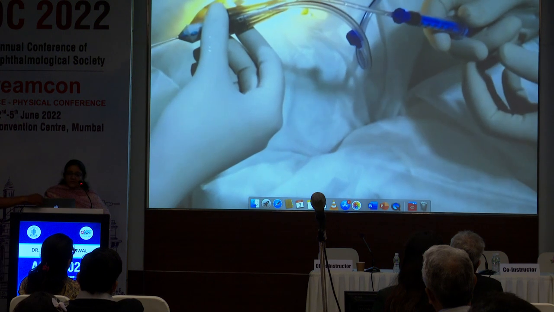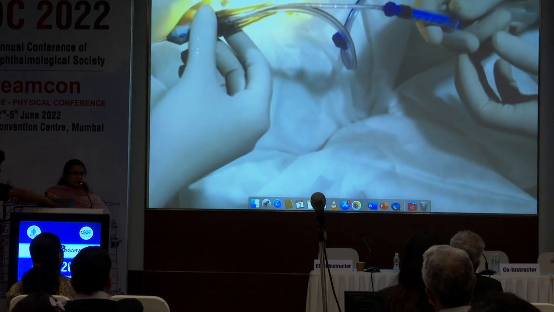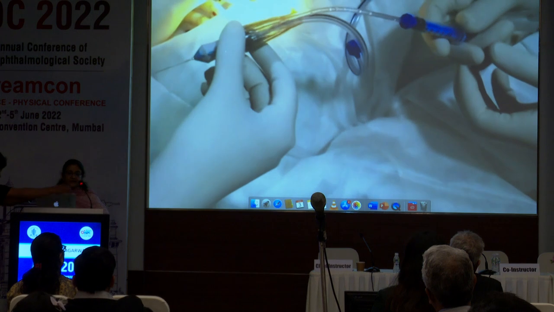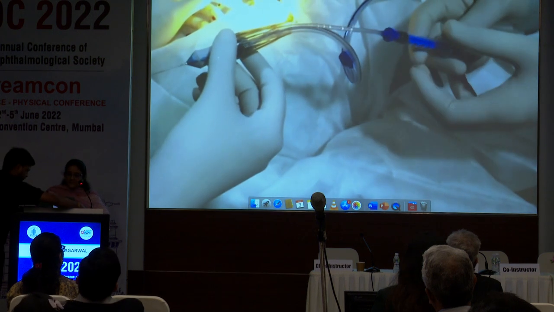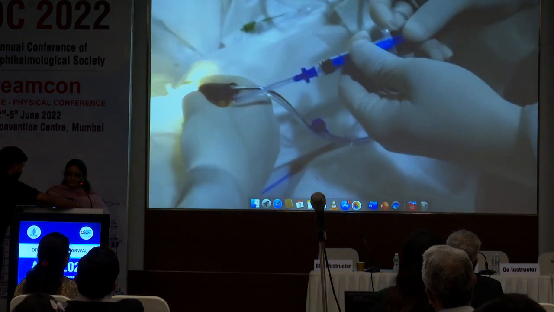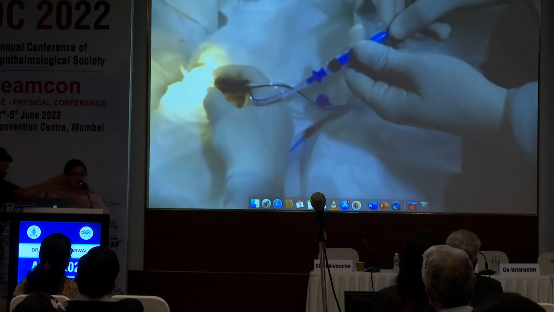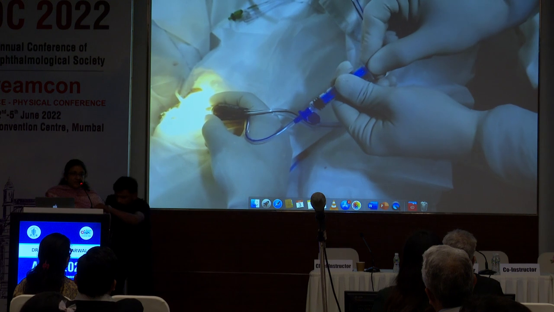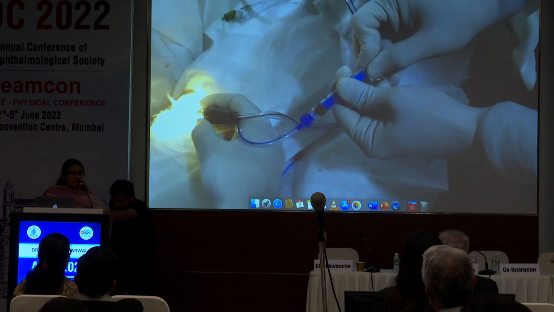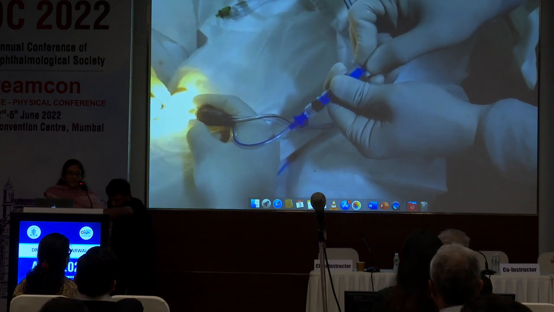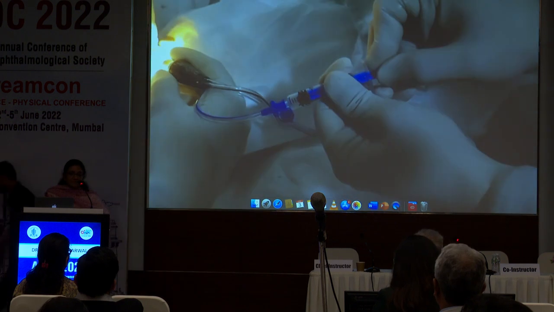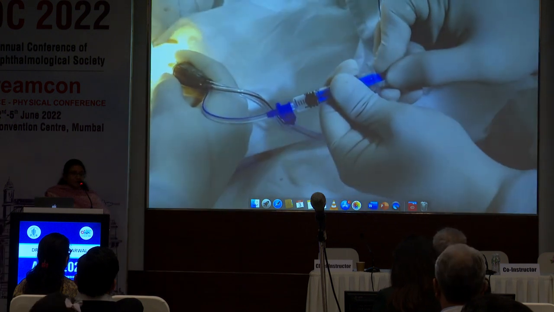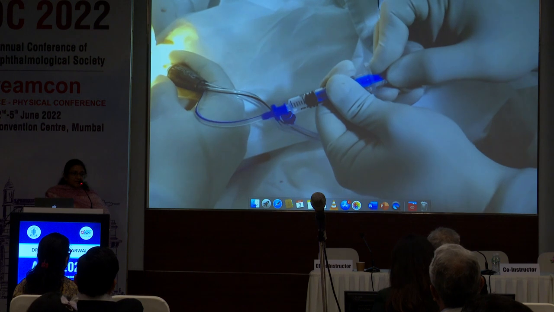And this is going to be basically that we are going to be wanting to collect an undiluted sample. That's okay. So this is basically when we have not started the infusion cannula and we are just wanting to collect an undiluted vitreous sample. You're going to be connecting your vitrectomy cutter and you're going to be asking your assistant to take the aspirate.